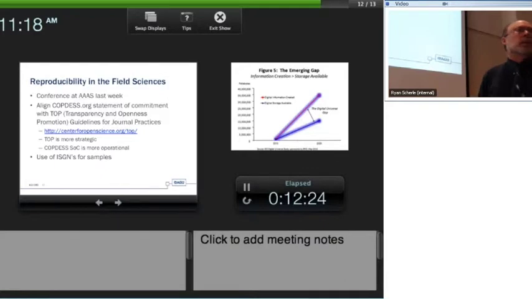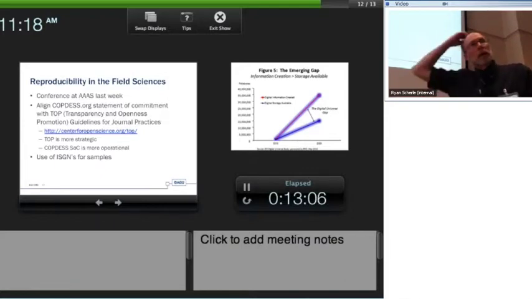I hope Brian will talk about this briefly in his talk after lunch, but it's at the Center for Open Science website. And these are more of a maturity model, if you will, for data curation in journals. So similar to what Tim had talked about, but a level of steps that can guide journals for various data compliance standards or efforts in their data policies. So TOP is a little bit more strategic. The COPDES statement of commitment is a little more operational.